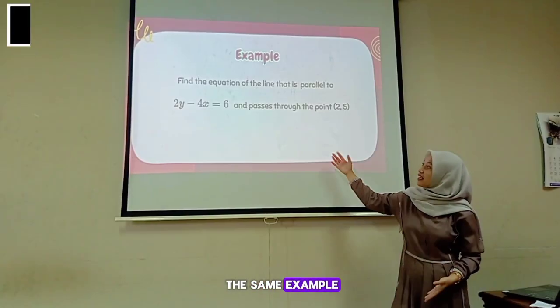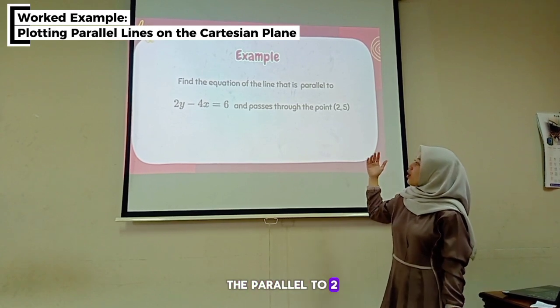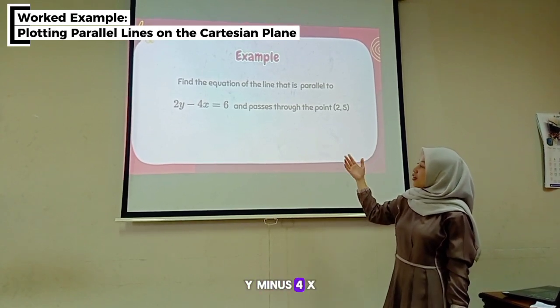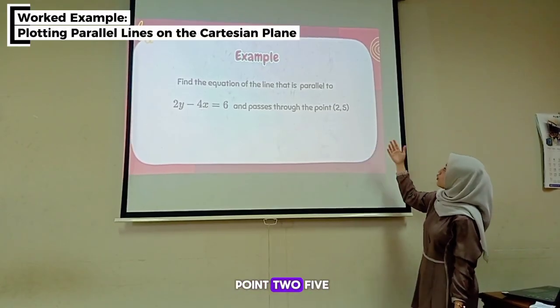For the next example, find the equation of the line that is parallel to 2y minus 4x equals 6 and passes through the point 2, 5.